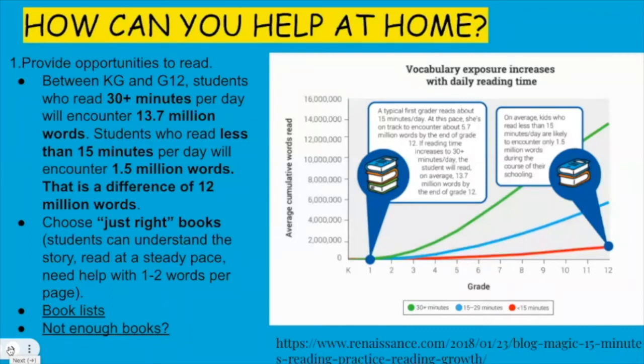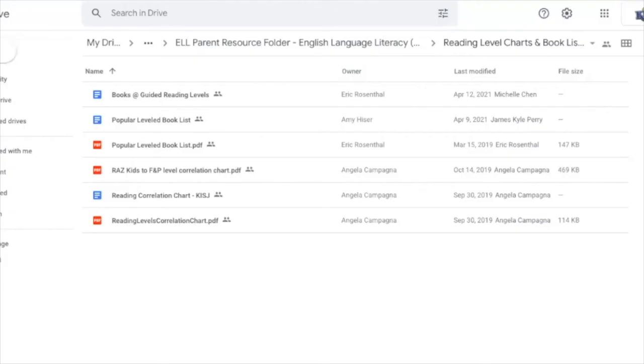A lot of parents in our survey asked for book lists or information about finding books. So we've linked some resources in here for you. I go to the book lists. Here you can see a lot of folders with different book lists.